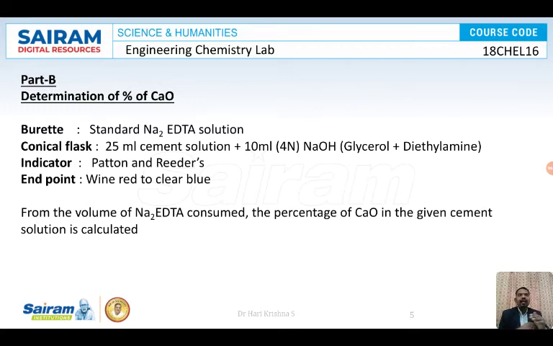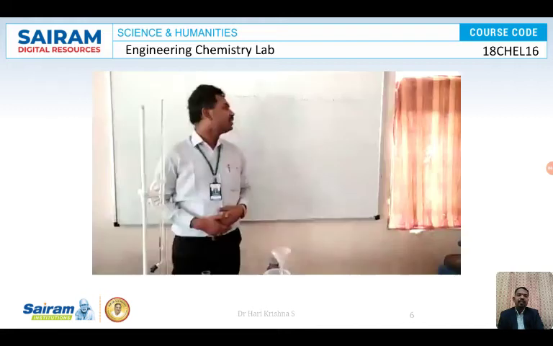At 12 pH, the eriochrome black T indicator forms a complex with calcium ions which does not liberate any calcium ions to react with EDTA. Therefore, we add patton and reeds indicator, which is stable at 12 pH. So by knowing the volume of Na2EDTA consumed, the percentage of calcium oxide in the given cement solution can be calculated. Here is a demo of how to perform the experiment. Just have a look at it.